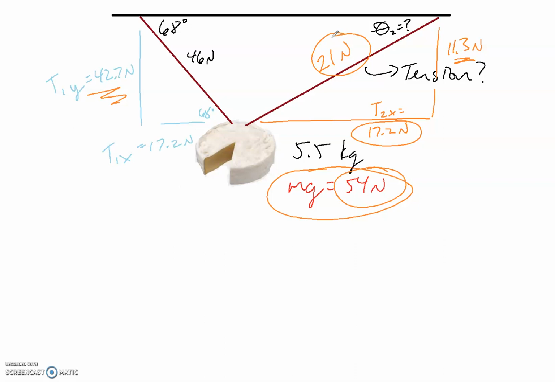So even though that cable is longer than the other one, it has less tension because it's less vertical. The one that's more vertical is the one that will actually support more of the weight.